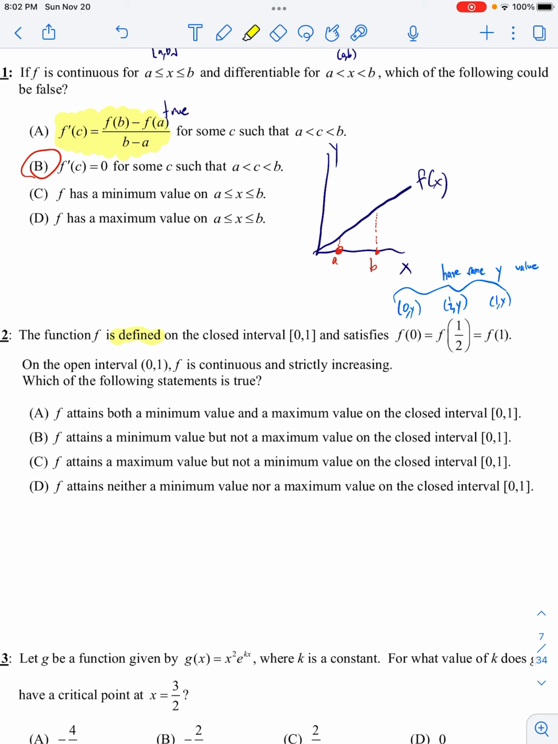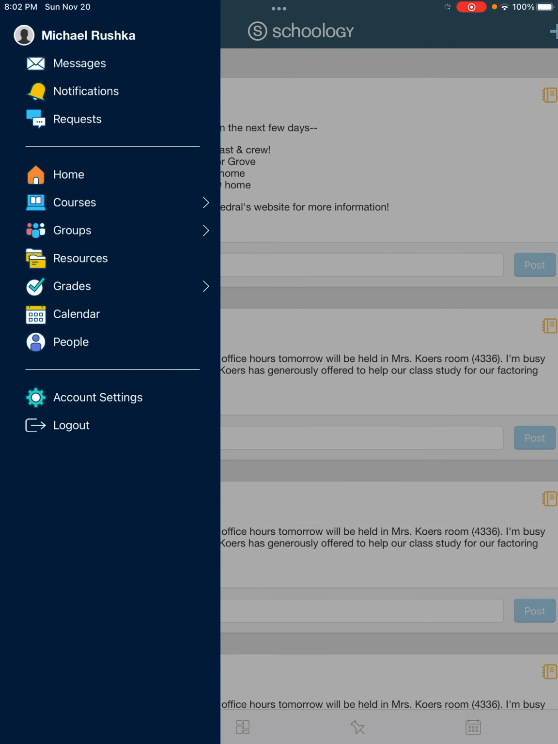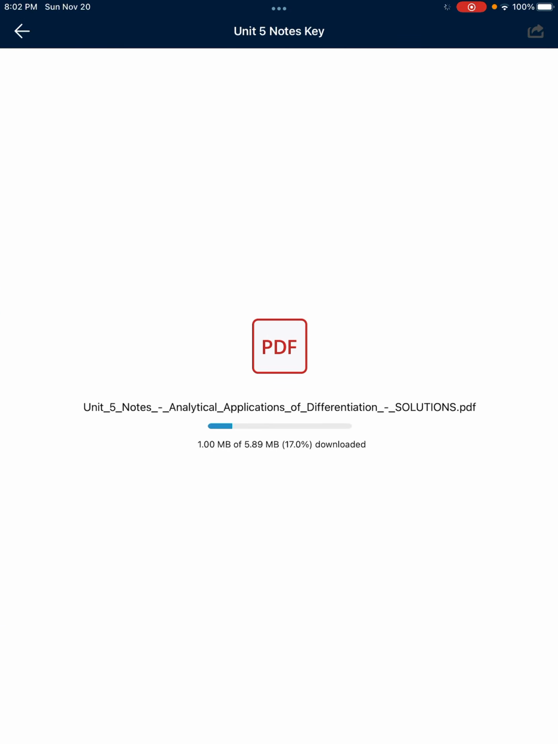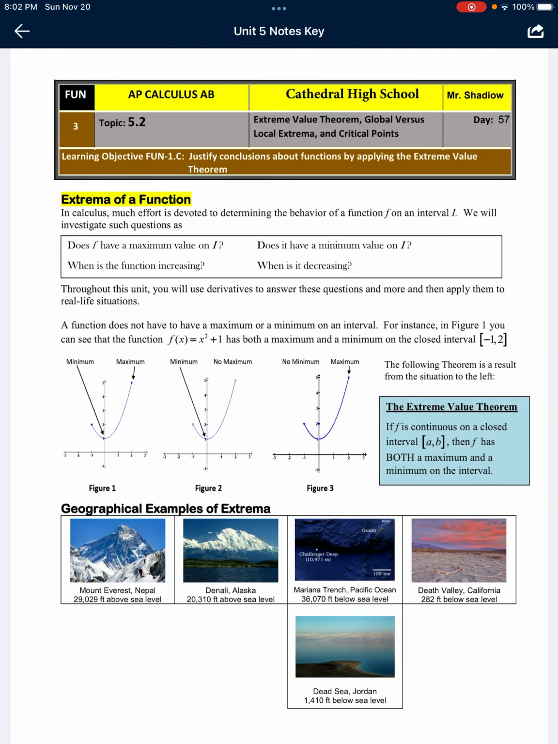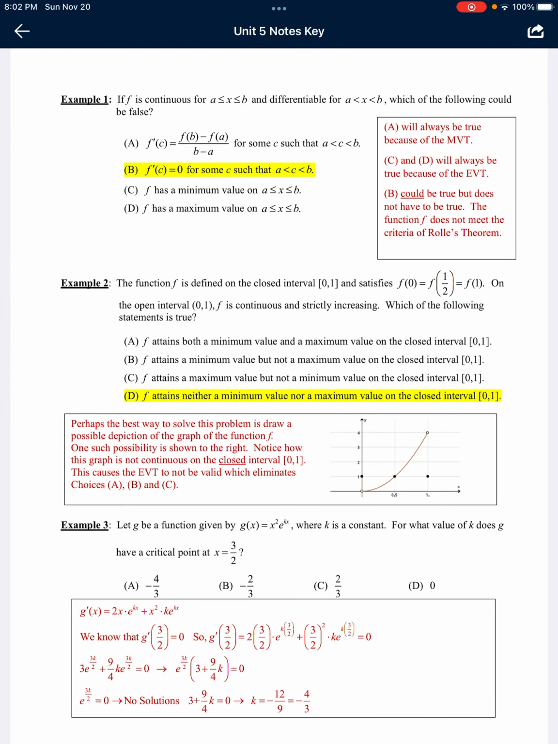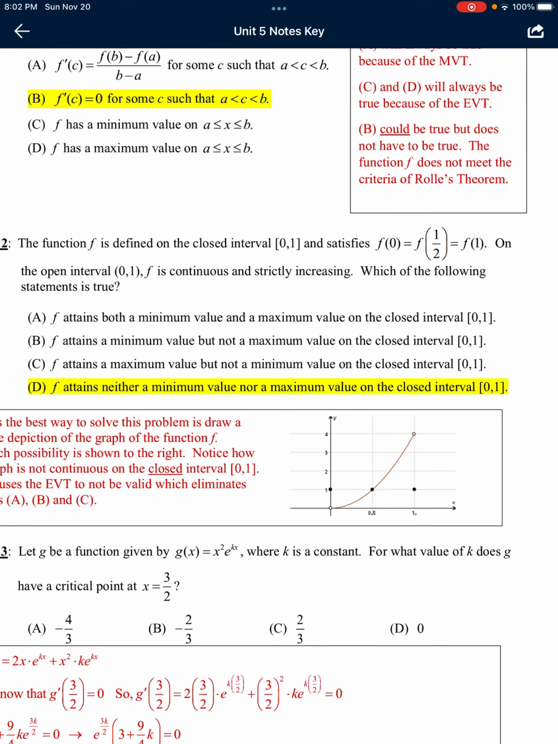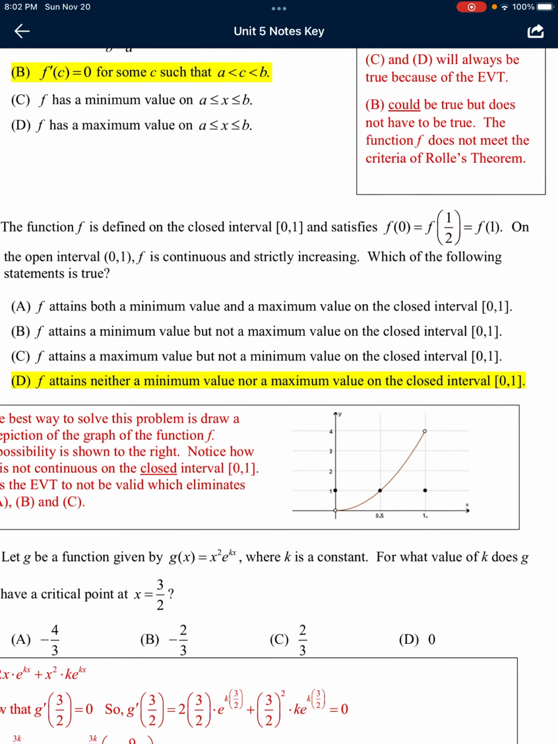Let me check my answer. Unfortunately, I'm doing this at home. I left the notes answer key at school. Let's just look at it on Schoology. Here we go. All right, cool. So the answer is D.